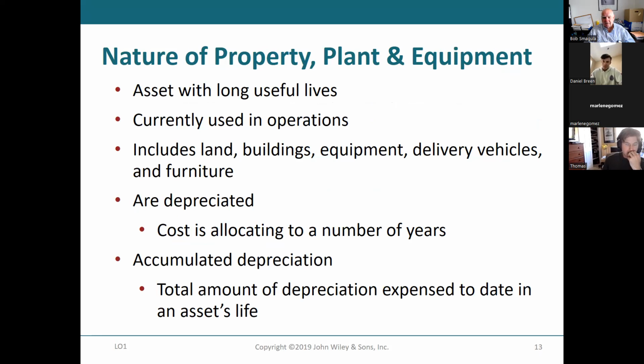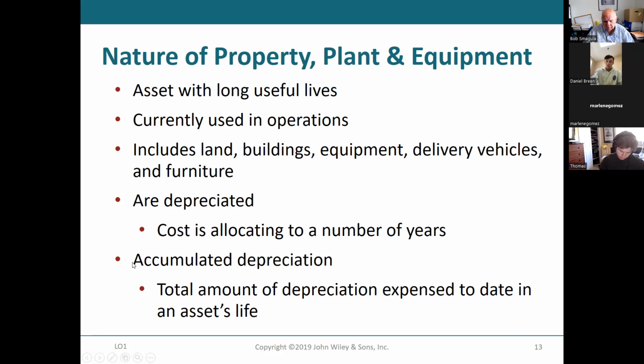Nature of property, plant, and equipment. These are assets with what they call useful lives. And useful life is an accounting term that has a certain meaning. When you buy an asset, you're allowed to estimate its useful life. And using that useful life, you will allocate year by year the expense of that equipment. So it's an asset with a long useful life and you're using it. It includes land, buildings, equipment, delivery, and furniture. They're depreciated, meaning the cost is going to be allocated to a number of years using different methods of depreciation, which we'll learn. One thing that's not correct here is land. You see where it says includes land? Land is not depreciated. Land is not depreciated.